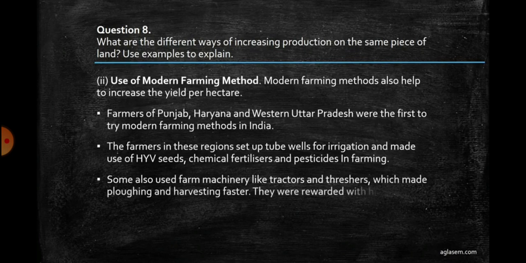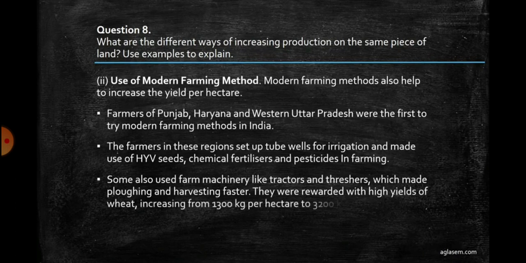They were rewarded with high yields of wheat, increasing from 1300 kg per hectare to 3200 kg per hectare with HYV seeds.